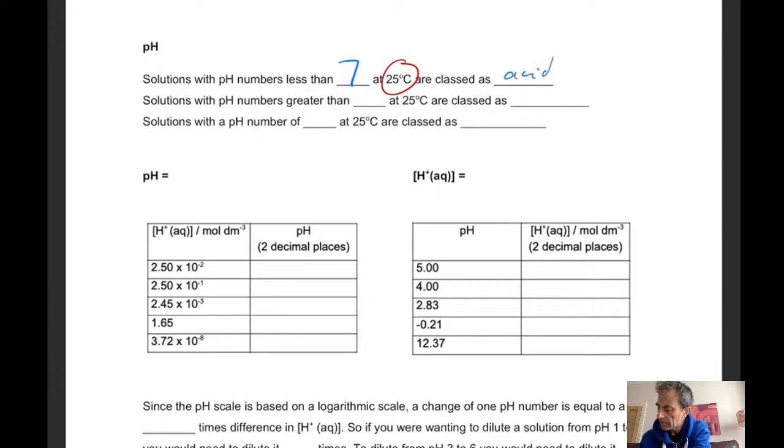Solutions with pH numbers greater than 7, but it has to be at 25 degrees C, are classed as alkaline. And solutions with a pH number of 7, but that's only true at 25 degrees C, are classed as neutral.